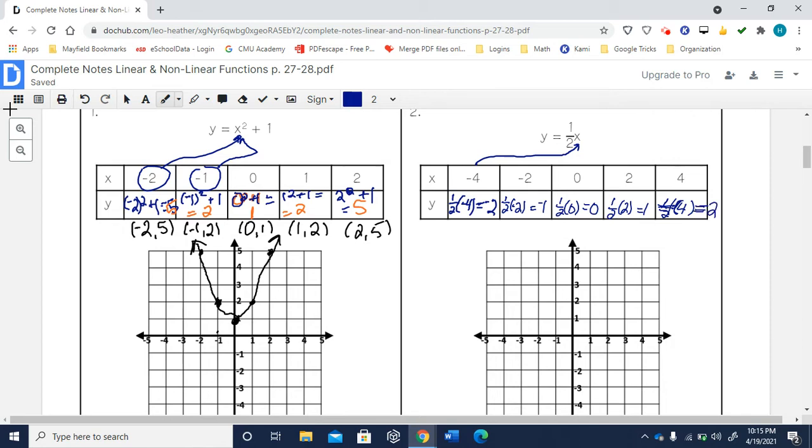Okay, so now I'm going to plot these points. I have negative 4, negative 2. Negative 2, negative 1. 0, 0. 2, 1. And 4, 2. And now I notice that if I draw this, it's actually going to make a straight line. Okay, so I've got a straight line. I want to put arrows at the end.